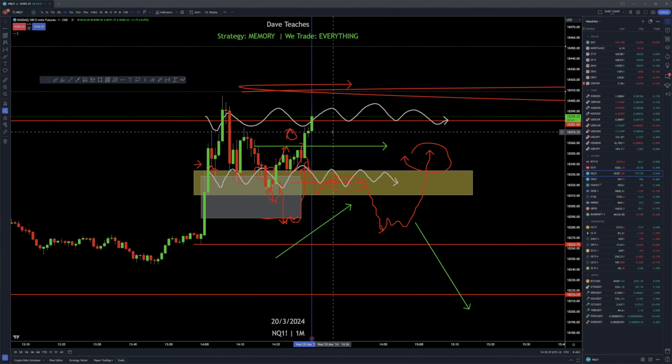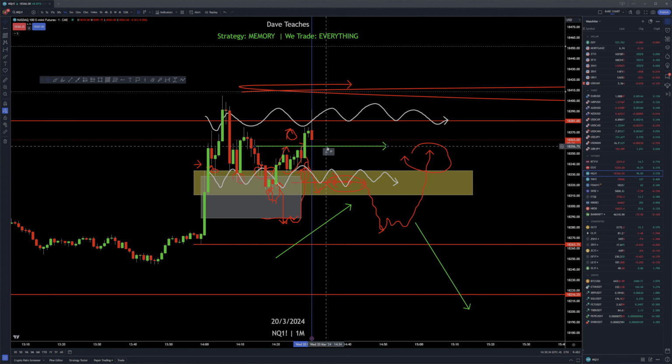Top and the bottom of the range is just a narrative. It's not something for you to chase. It's just a narrative. And you find your confirmation within those narratives.